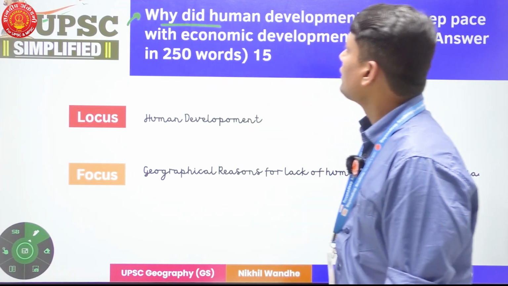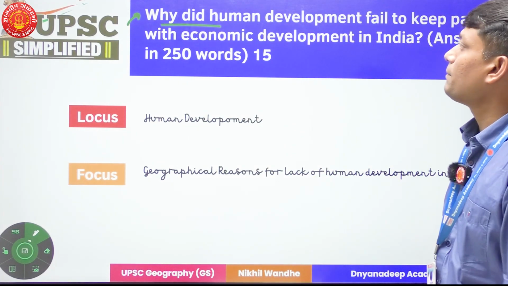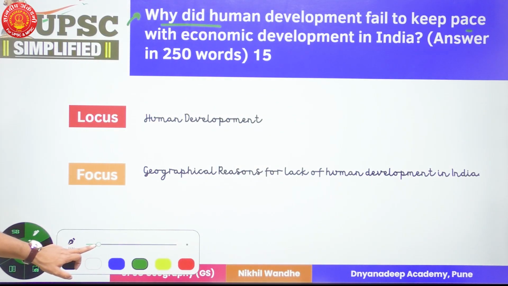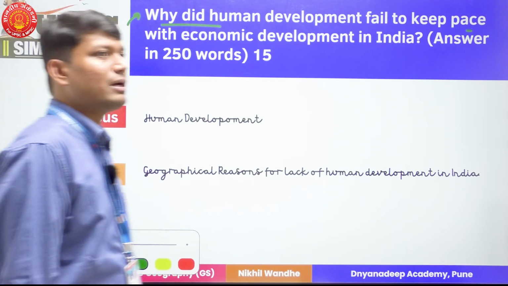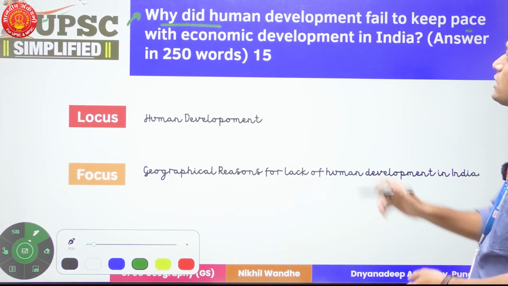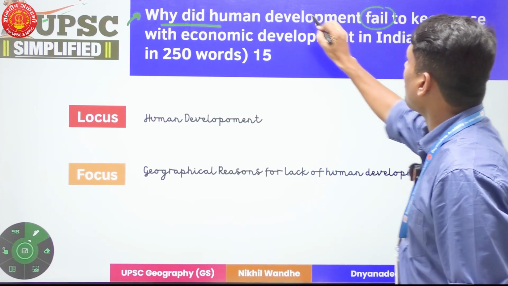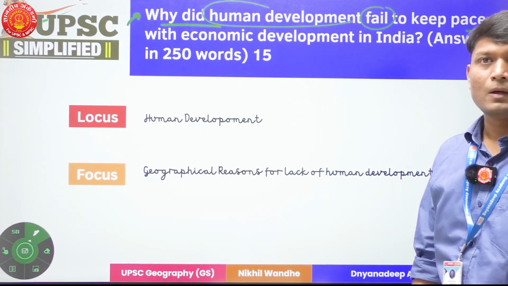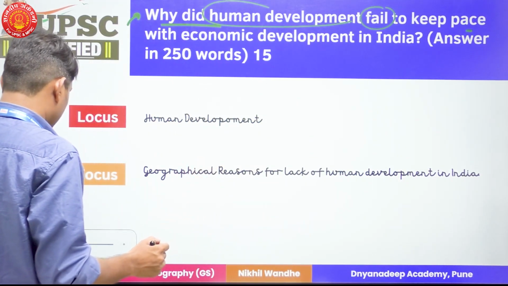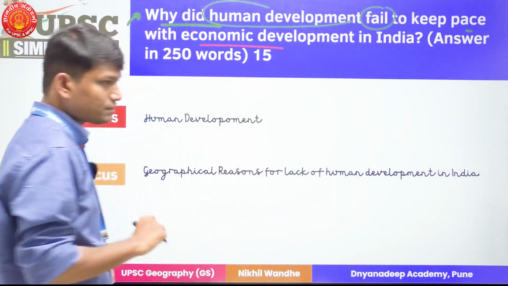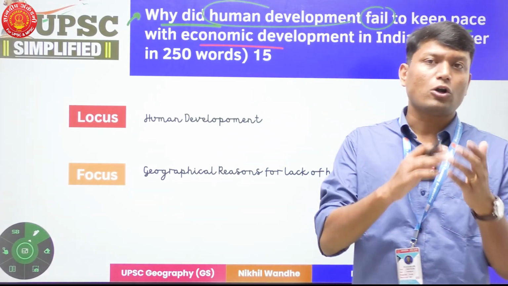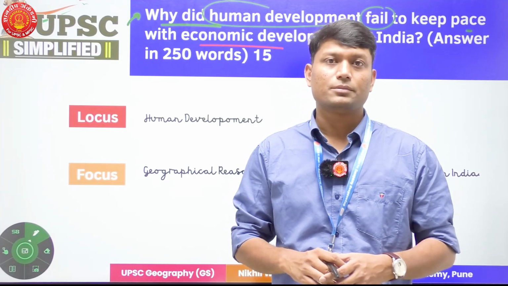So it is about why did human development fail to keep pace with economic development in India? Fine. So that is a one simple line question, but there are a lot of things which you can unfold beneath this particular question. It is asking about the failure of human development in India. At the same time, it is also suggesting that economic development has taken place. Well, fine. Now, the general notion around the globe is if there is economic development, it automatically translates into human development.